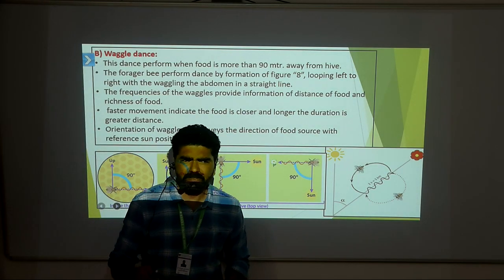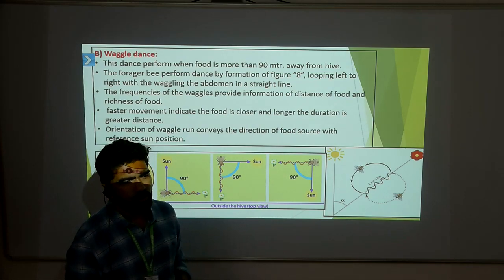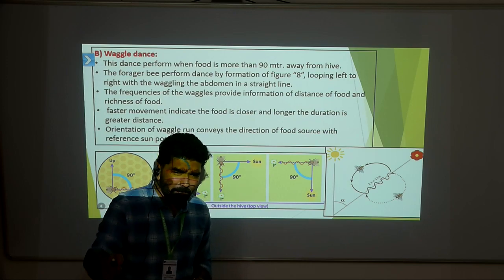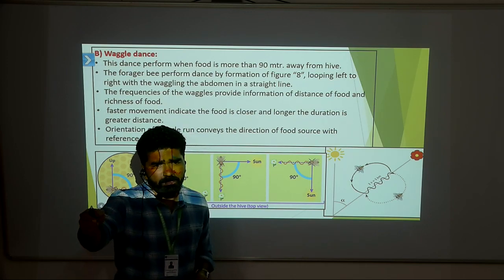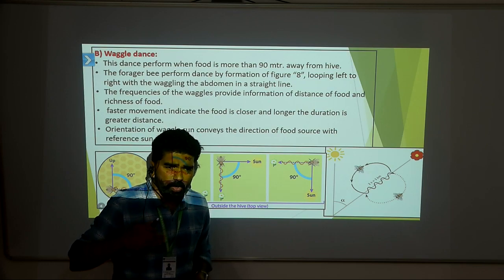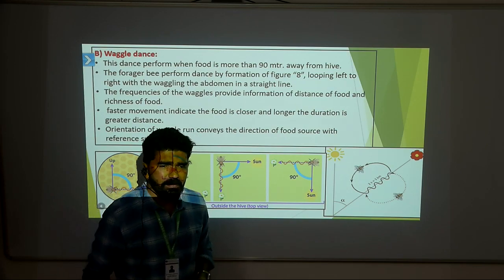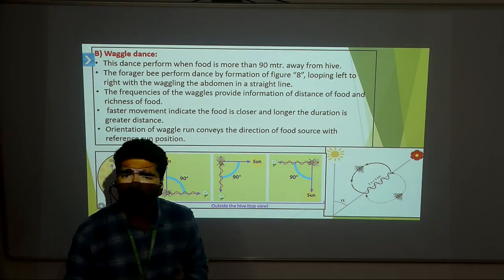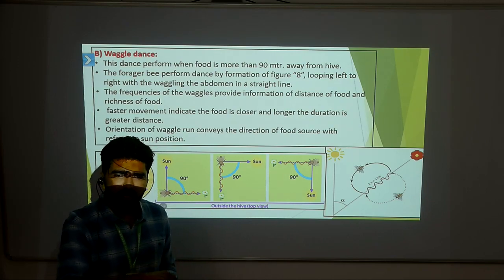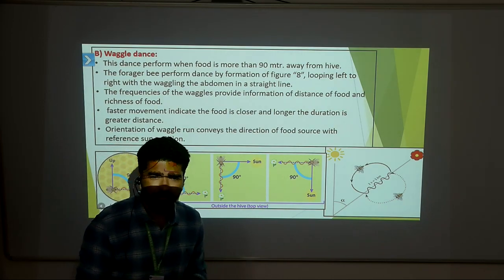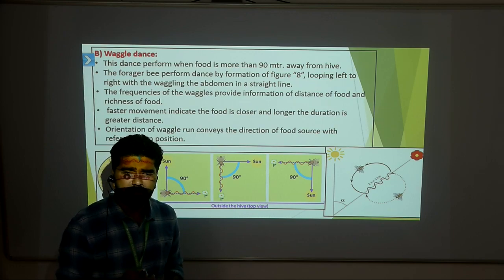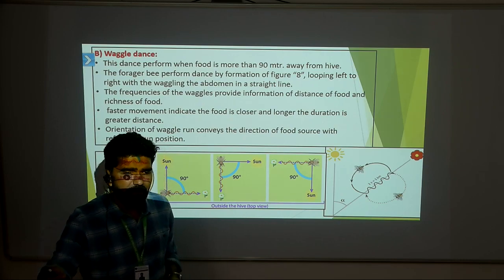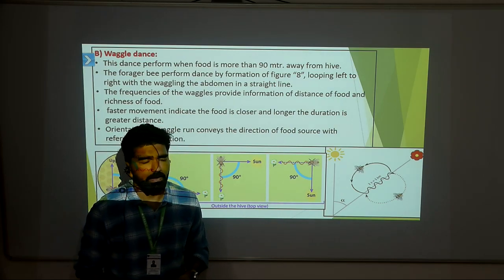The next dance is the waggle dance. The waggle dance is performed by the foraging bee if the flowering plants are farther away from the hive, more than 90 meters. Previously, the round dance was for less than 90 meters, and the waggle dance is performed when the flowering plants are 90 meters or more away from their beehive.